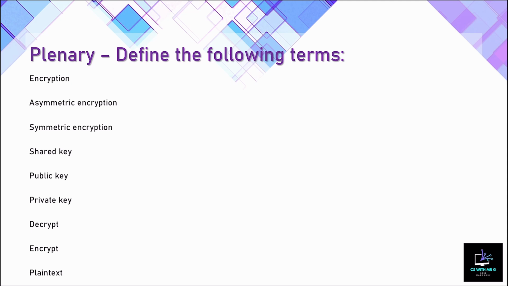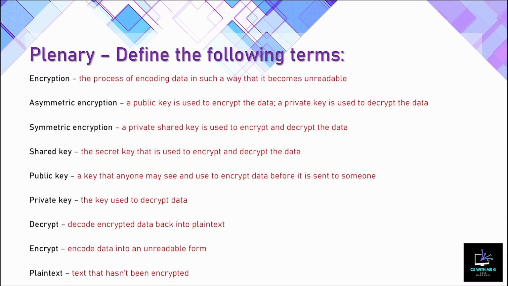So if you want, you can pause the video now, quickly jot down the definitions, and then I will reveal the answers and then quickly summarize each one to finish the lesson. So there you go. Encryption, the process of encoding data in the way that it becomes unreadable. Asymmetric, a public key is used to encrypt the data and a private key is used to decrypt the data.